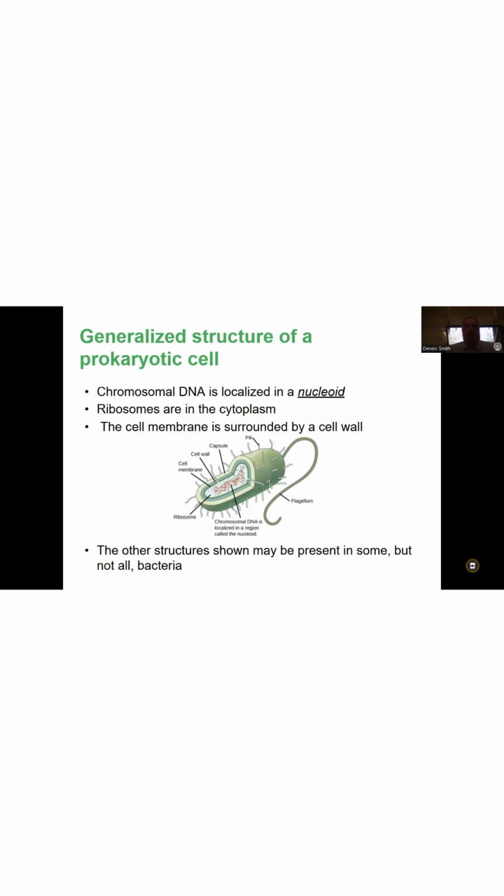You have your chromosomal DNA, which is inside, and it's localized in a nucleoid area. Remember, there aren't organelles there. Because the organelles aren't there, there's no nucleus, so it's called a nucleoid region in a prokaryotic cell. There are ribosomes in the cytoplasm, again, because protein needs to be made.